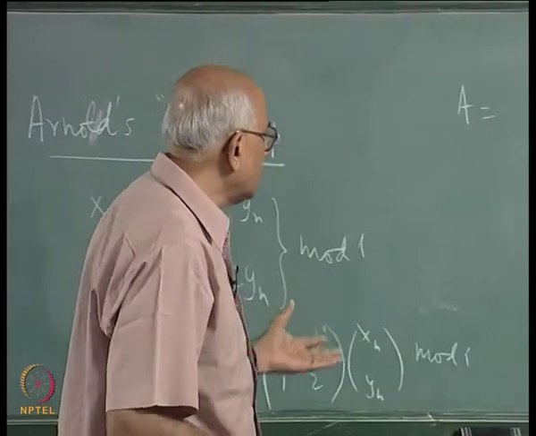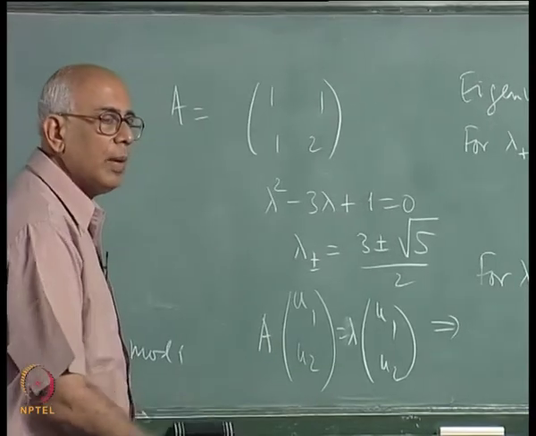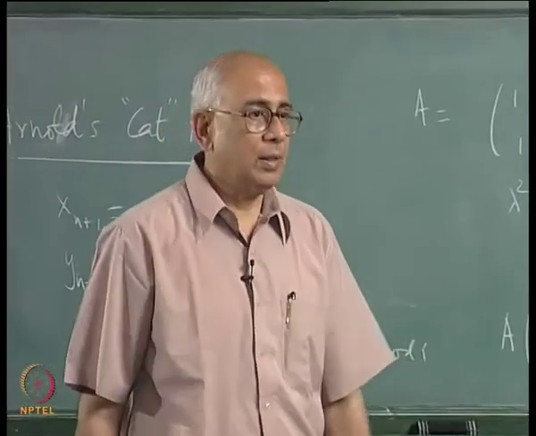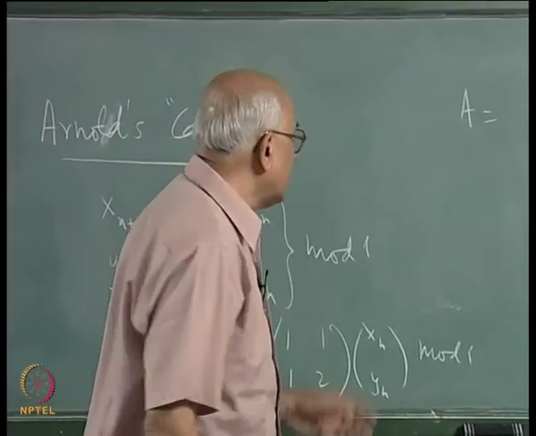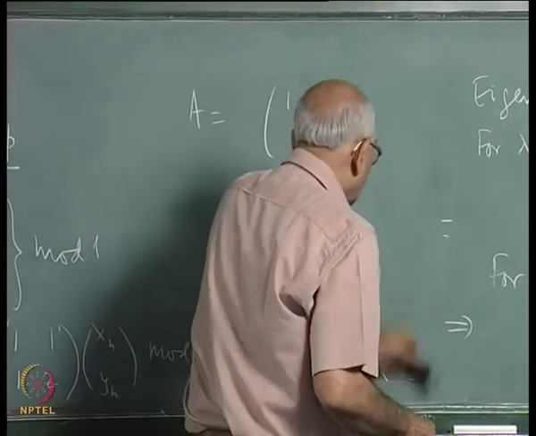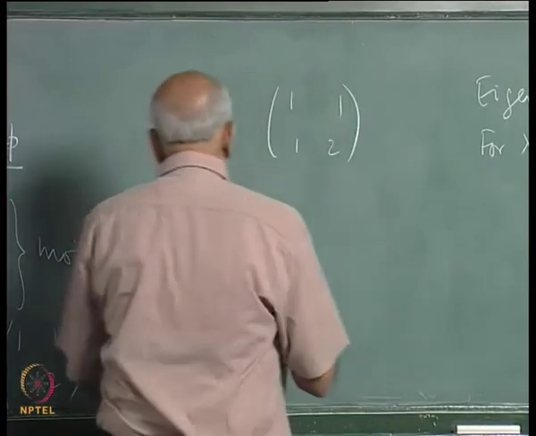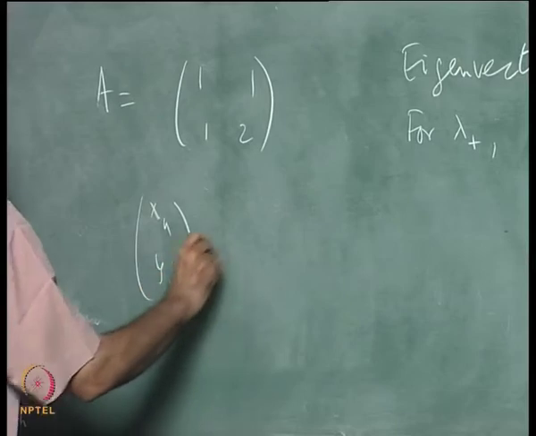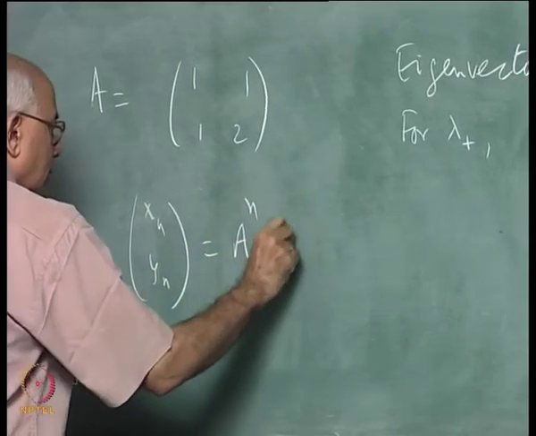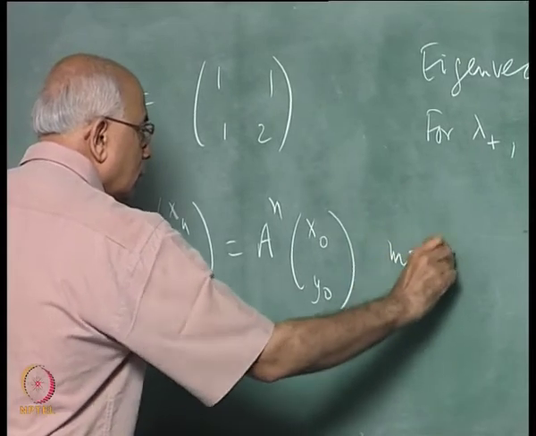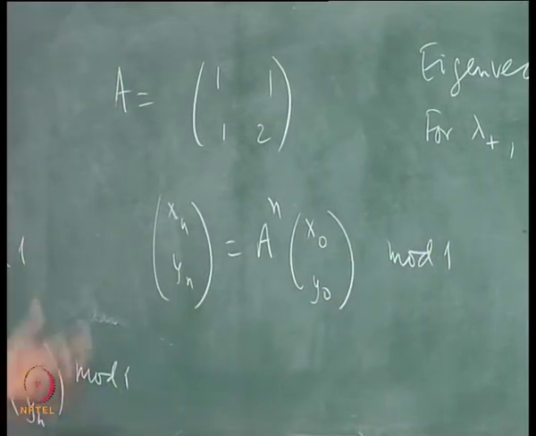And what are these two? What are the Lyapunov exponents for this map? No, no, the log of these things, the log of this. Because you see, if I solve this map, it is evident that I am going to get something like (xn, yn) equal to A to the power n (x0, y0) modulo 1, always. That is putting it back in the unit square.